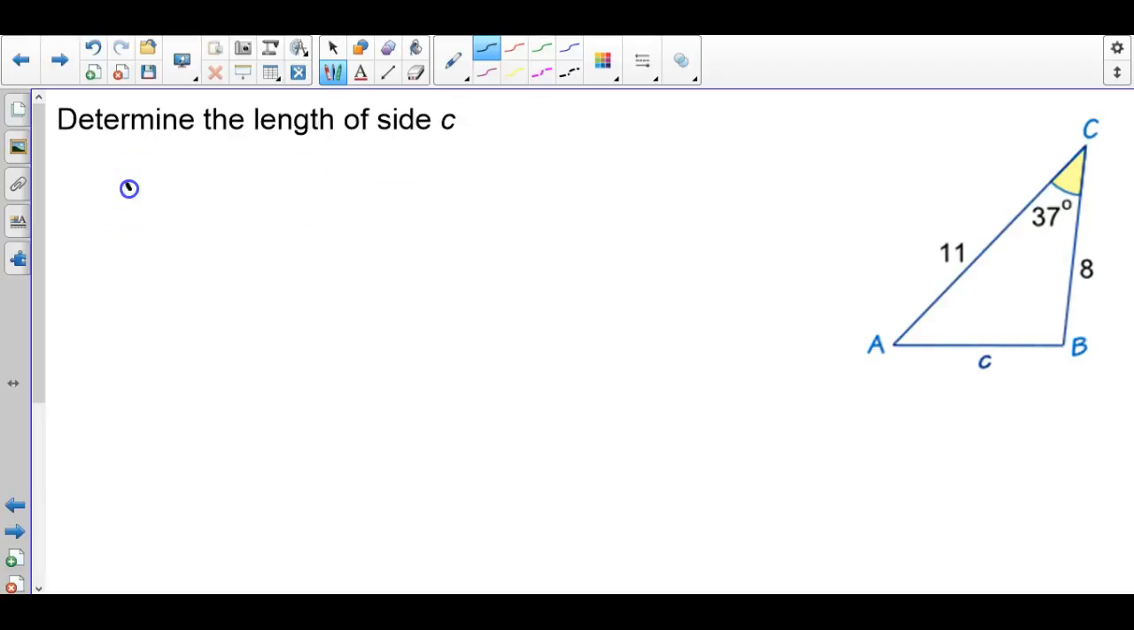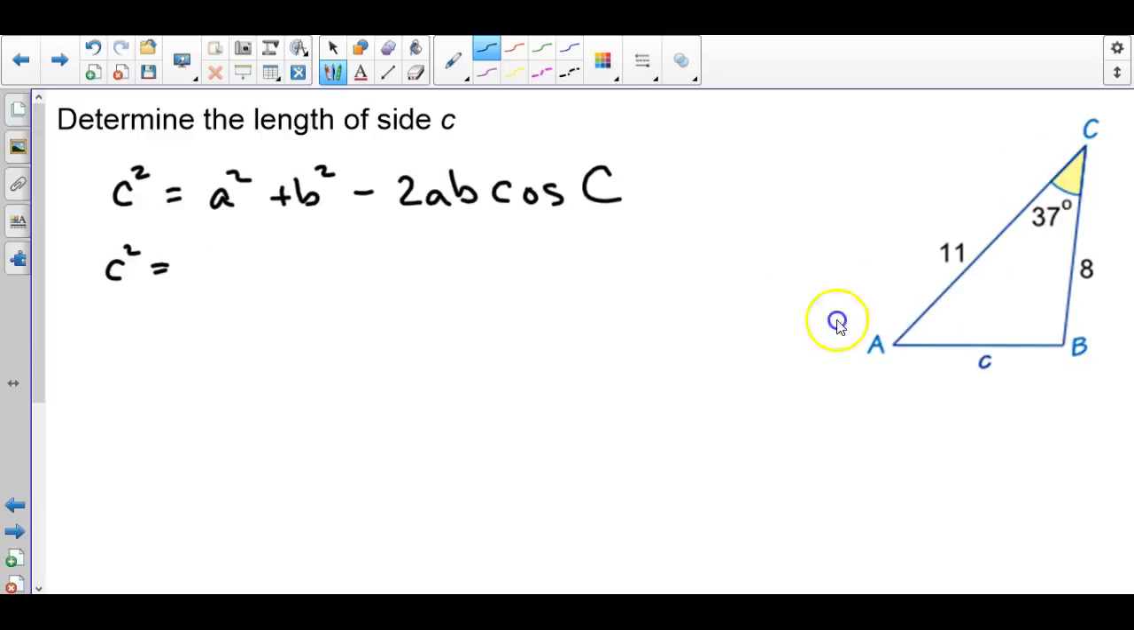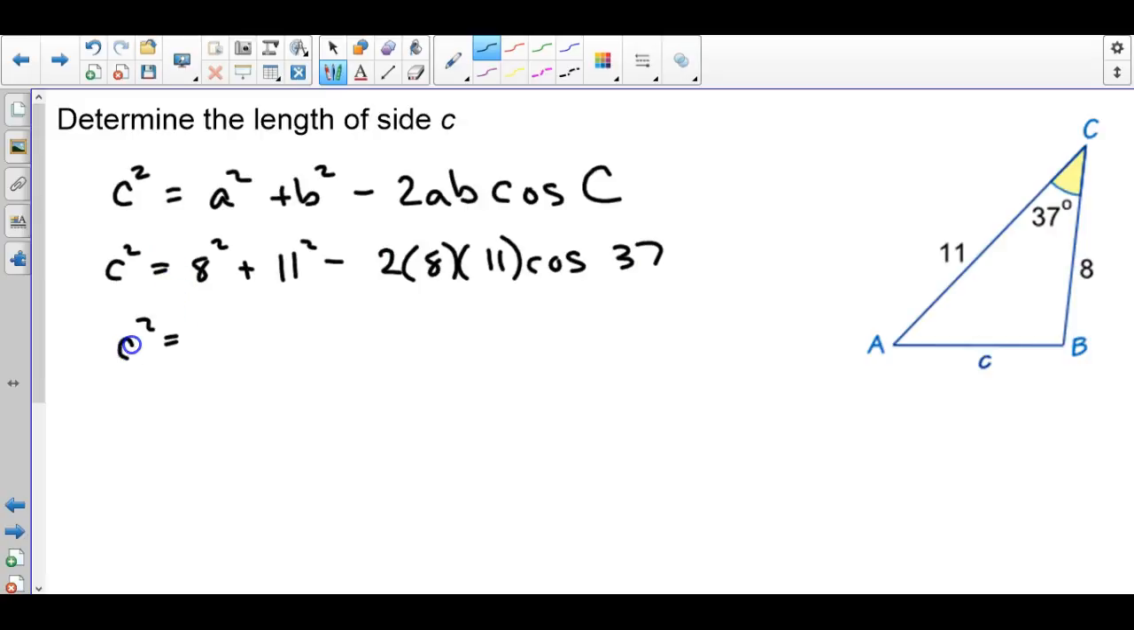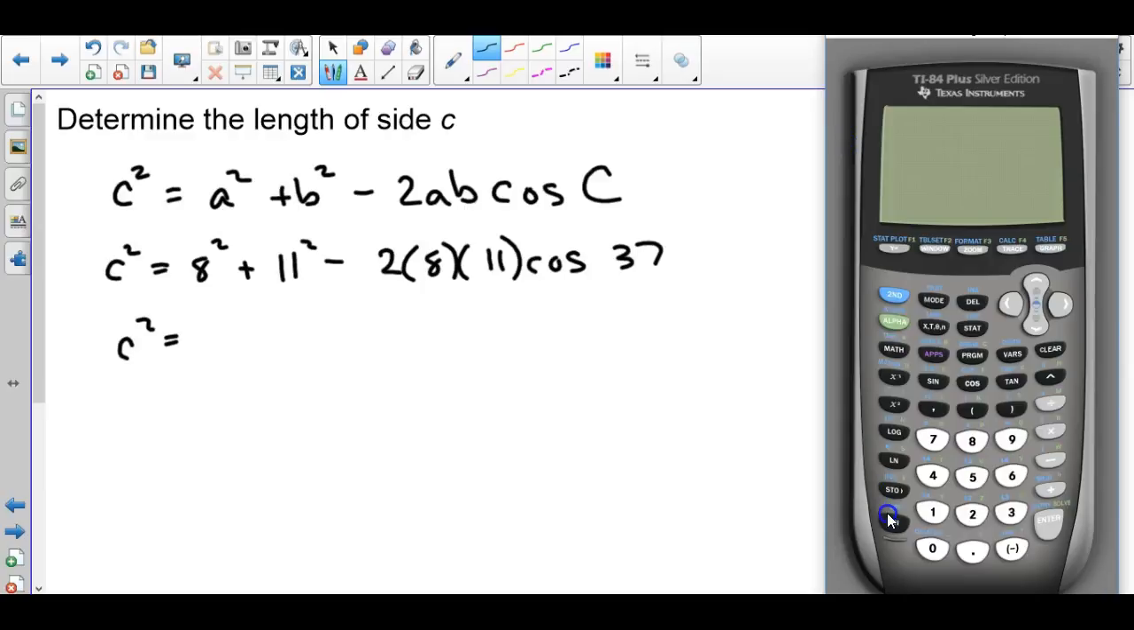The law of cosines states that the side c squared equals a squared plus b squared, just like the Pythagorean theorem, minus 2 times ab times the cosine of the included angle between them, which is C. So I'm going to use this formula and substitute some numbers in. In this triangle, across from A I have 8, so 8 squared plus my side B, which is 11 squared, minus 2 times 8 times 11 times the cosine of the angle between them, which is 37. I'll show you how to throw that in the calculator. And that is basically what c squared is.